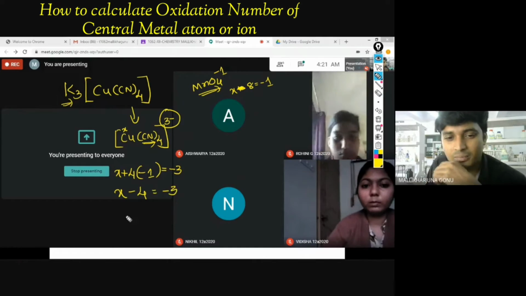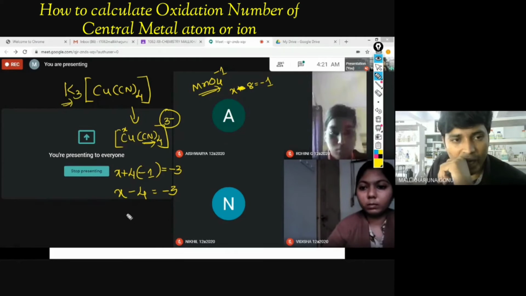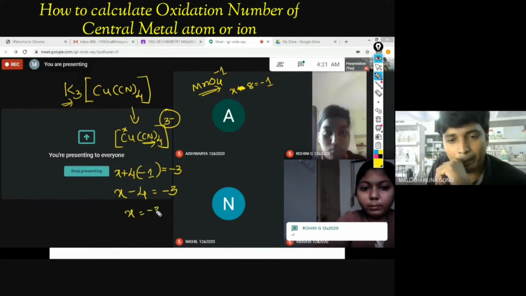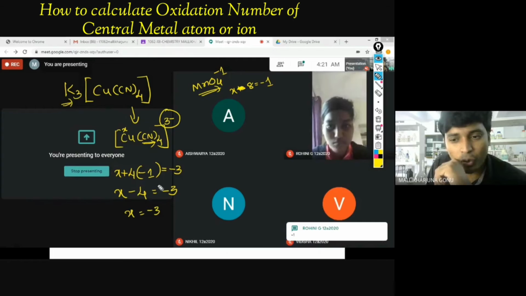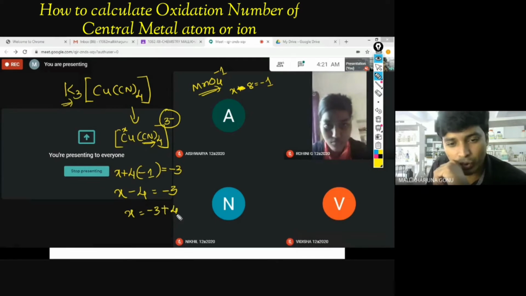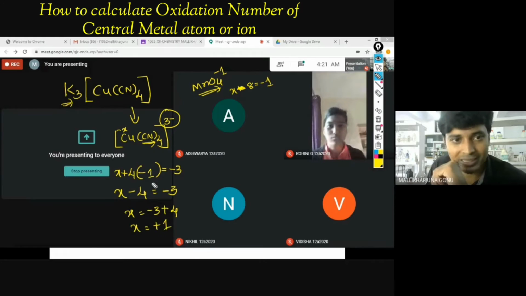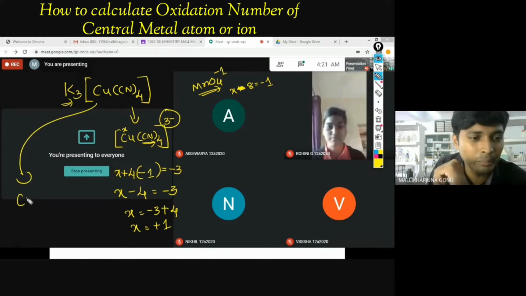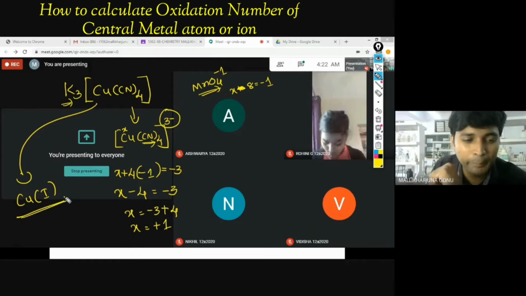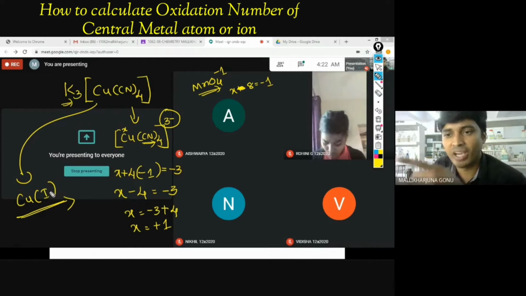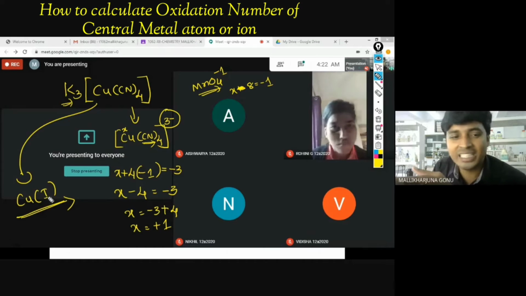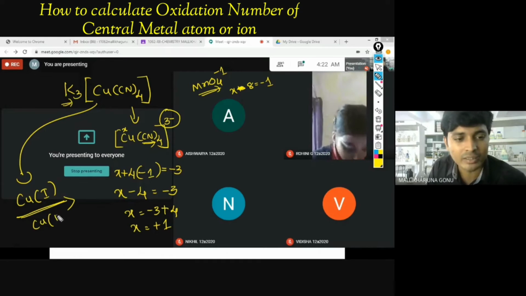So here, X plus 4 into -1, means -4, is equal to -3. Now X is equal to -3 plus 4, so +1. That is the oxidation number of copper, +1. And how to represent that? It should be represented in Roman numerals. When you write the nomenclature, the oxidation state should be in Roman numerals. If, for example, you get 2, you write it like this.